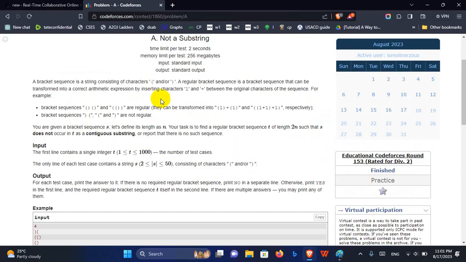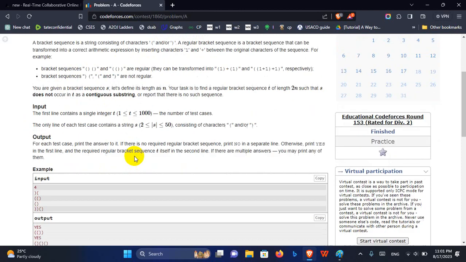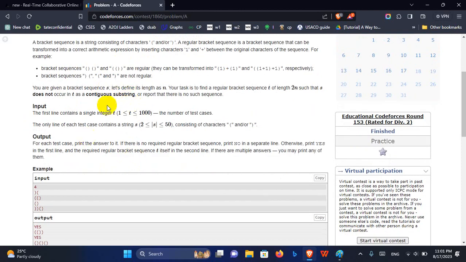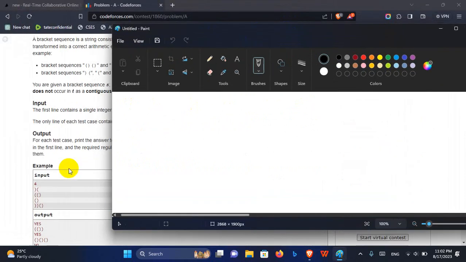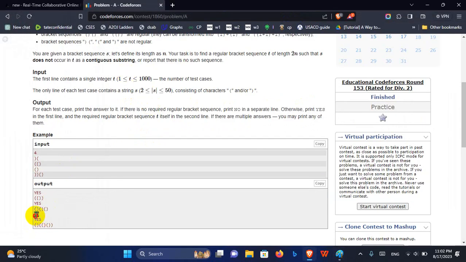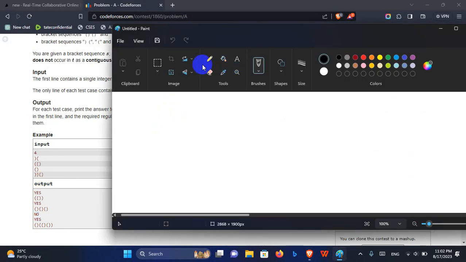So overall, a bracket sequence is called regular if we can use it for calculating something, otherwise it's not. The main idea of this part is this. We need to find a regular bracket sequence of length 2n such that s is not part of it. If it's not possible, we have to print no. So why is it impossible? We have to find it.